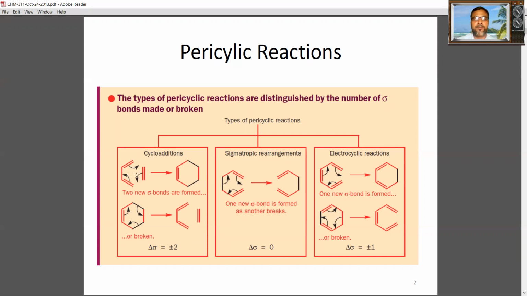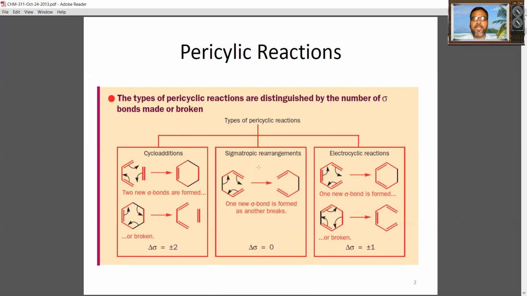Cycloadditions: you can see two new sigma bonds are formed. You can see here the black one and the black one, two new sigma bonds are formed. And if it is reverse, then two sigma bonds are broken and then this is formed. So from here to here and here. So this is plus or minus 2.